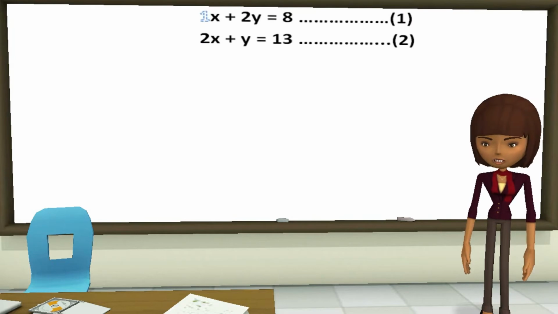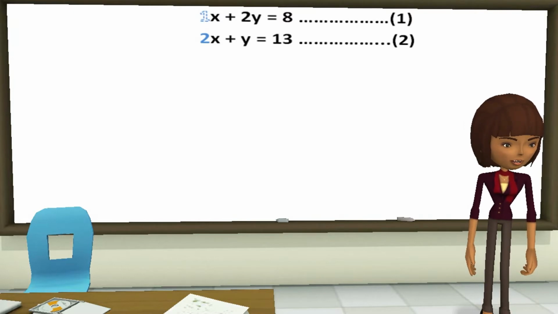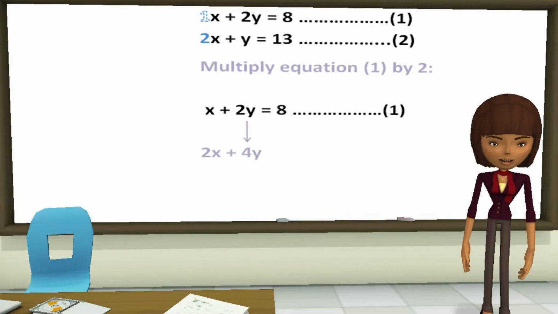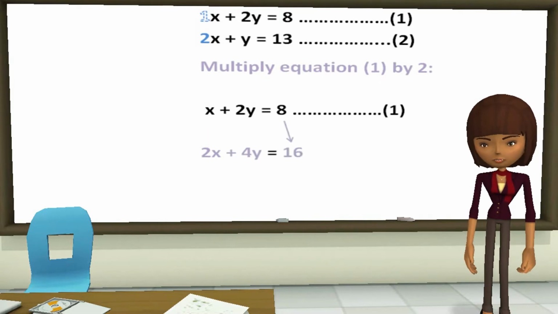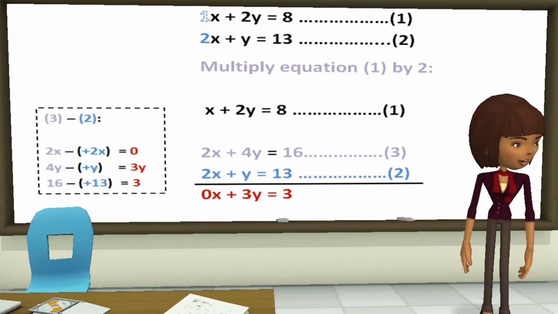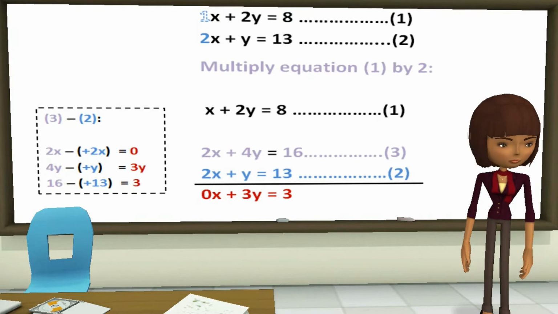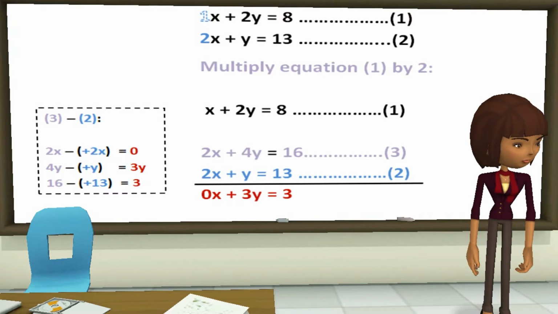The coefficient of x in the first equation is 1, and the coefficient of x in the second equation is 2. So, we will double each term of the first equation, such that the x terms match. Double x is 2x, double 2y is 4y, and double 8 is 16. Now that we have a 2x in each equation, we subtract each term of equation 2 from each term of equation 3, so that the x terms in each of these equations cancel out. In other words, the subtraction leaves us with just y as the variable to solve for.